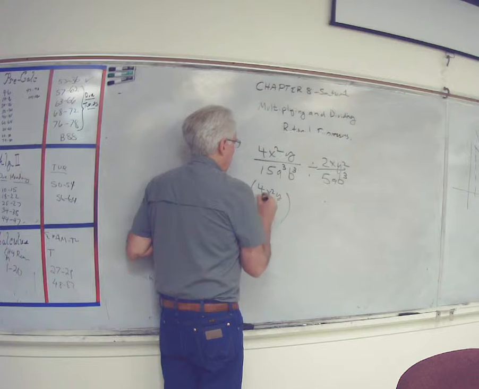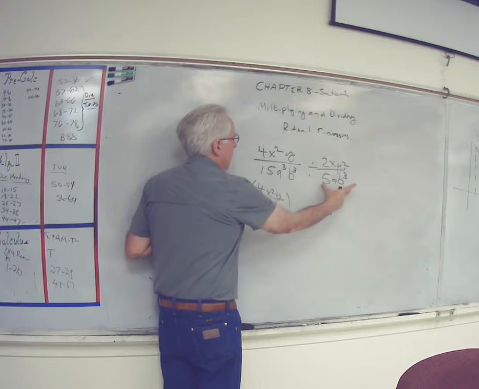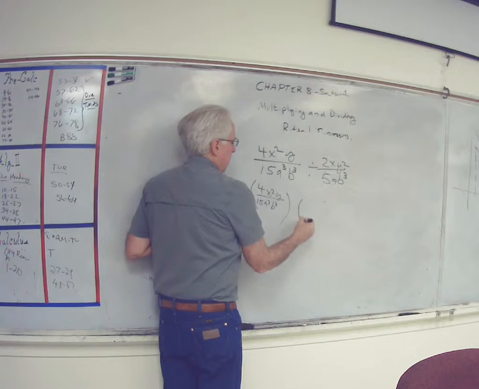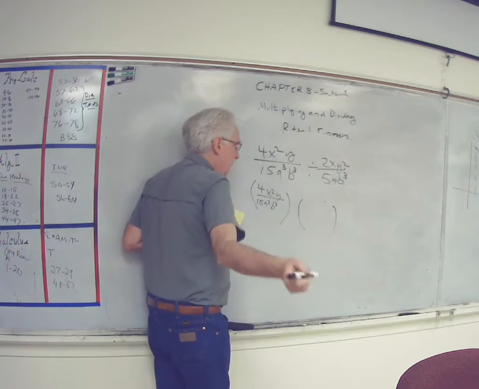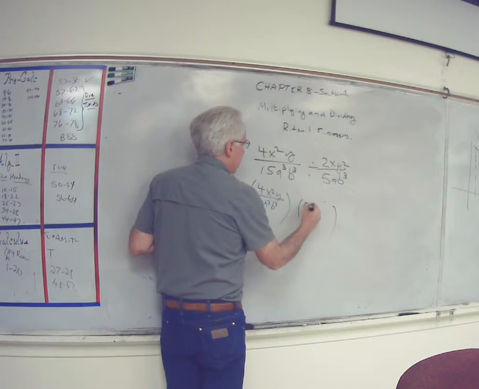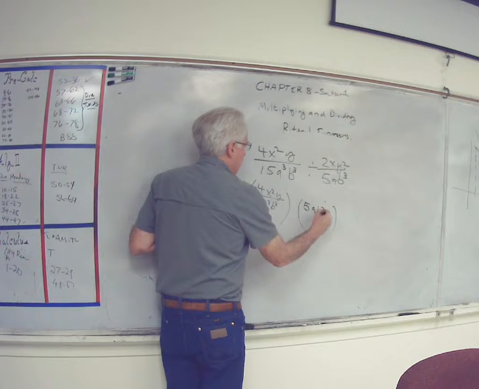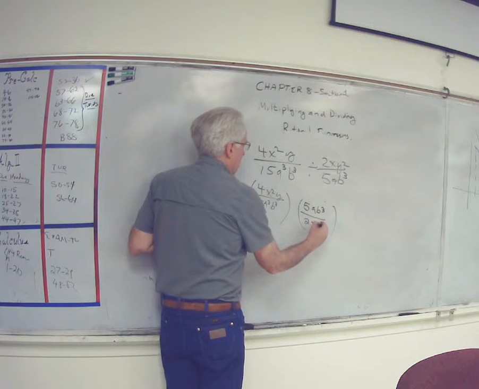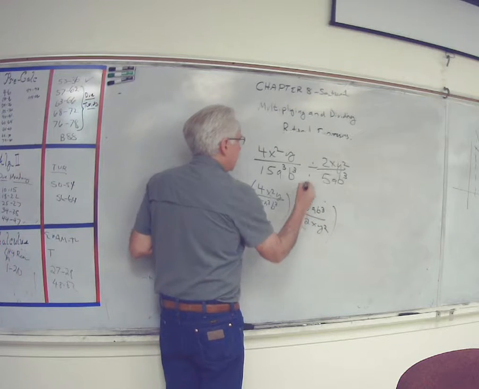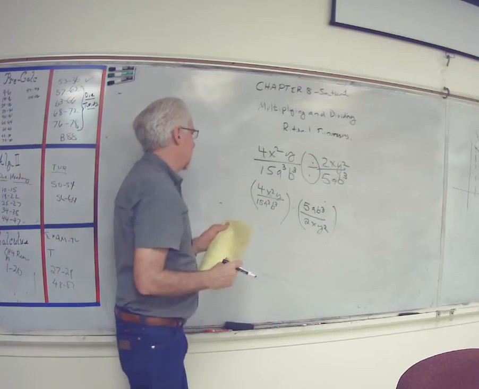4x squared y over 15 a cubed b cubed. Okay, now what do I do with this term? Multiply it by the reciprocal, Jaden says, very correctly so. Let's take care of the nonsense of that divide sign right off the bat.